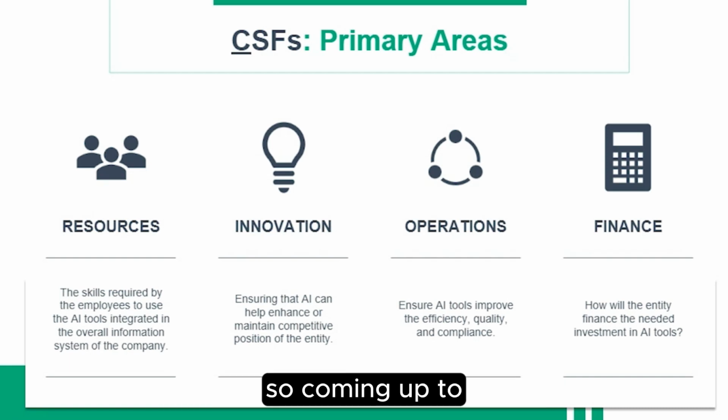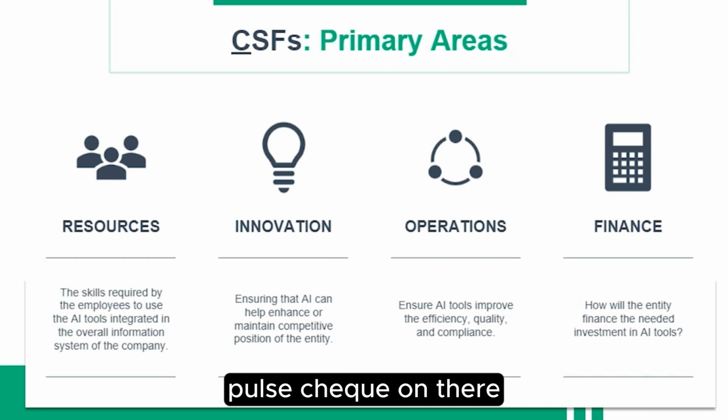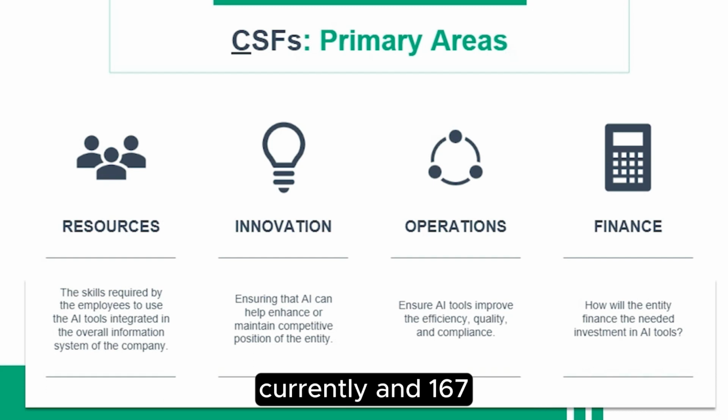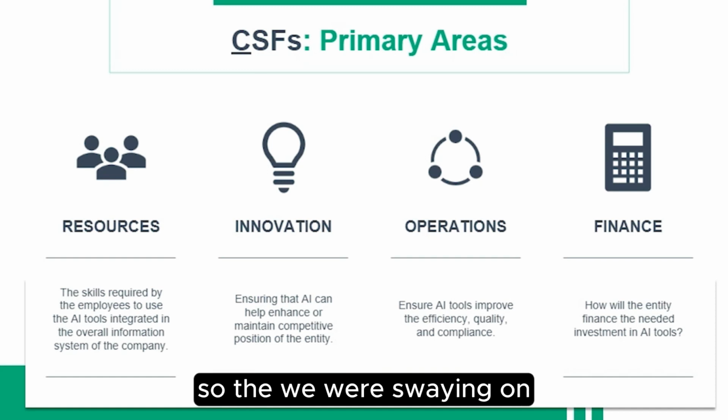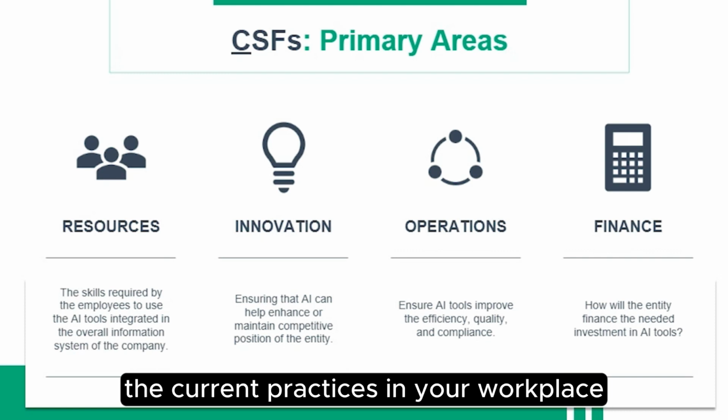So we're coming up to about 50% of people who have answered our lovely pulse check, where we've got 120 thumbs up currently and 167 thumbs down for are you aware of current AI practices in your workplace? So we're swaying on that, lots of people are not aware of the current practices in your workplace.